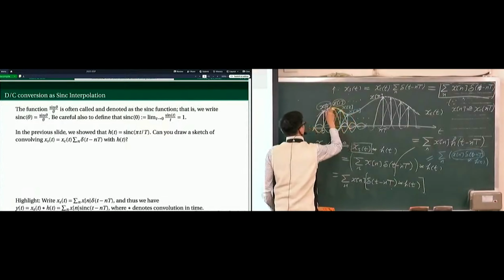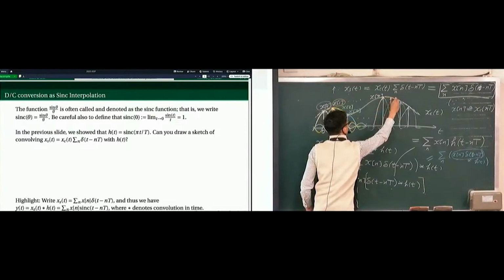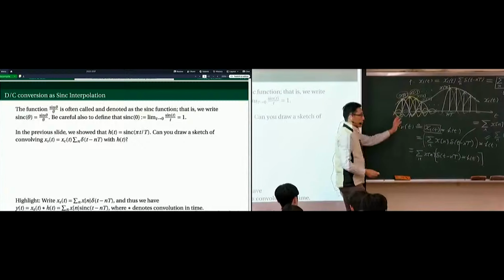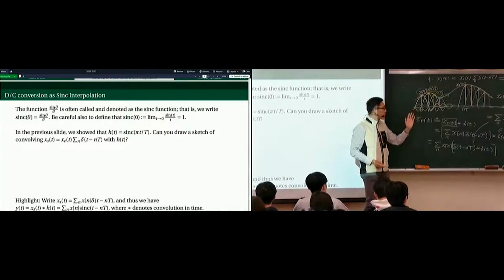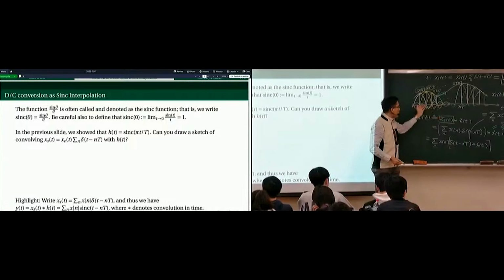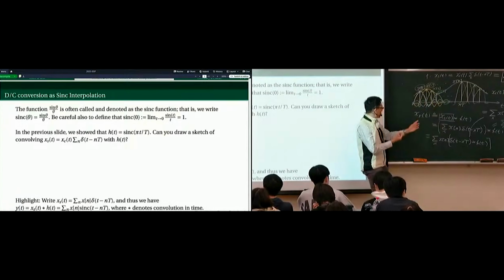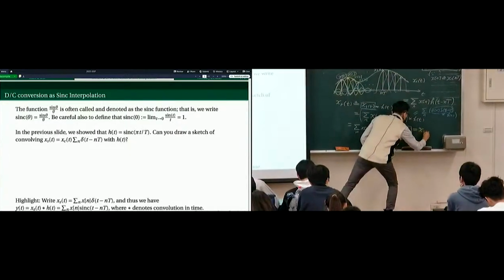The result should be exactly the same as the original signal after reconstruction. So hopefully this allows you to make sense that when we put all the Sinc functions and add them up together, the result is a reconstruction that should be the same as the original signal.